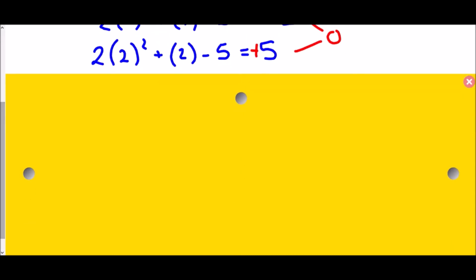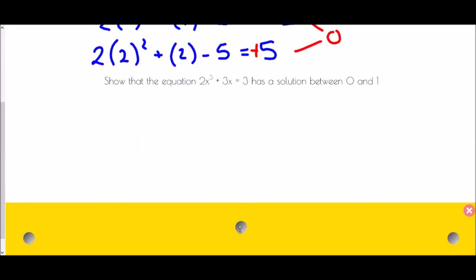And so finally, the last one we've got is show that the equation 2x cubed plus 3x equals 3 has a solution between 0 and 1. And so again, all we're going to do is pop our two values into the equation and see what answer we get. So 0 cubed is 0 and 3 times 0 is 0, therefore we have 0.